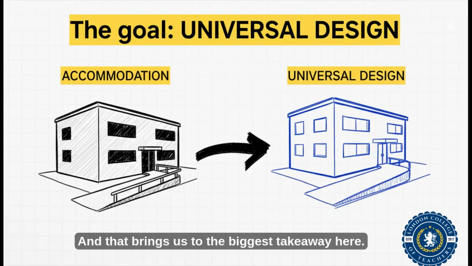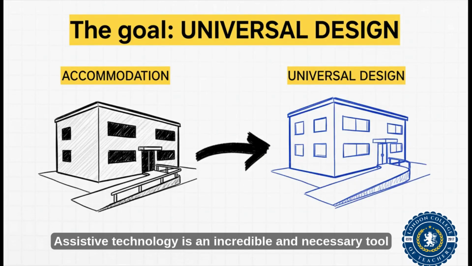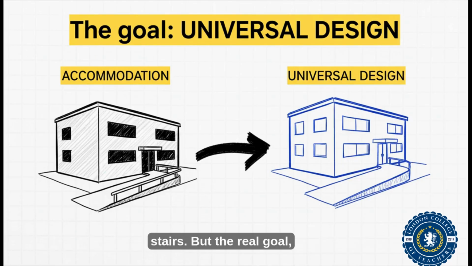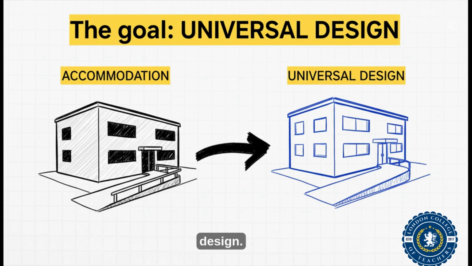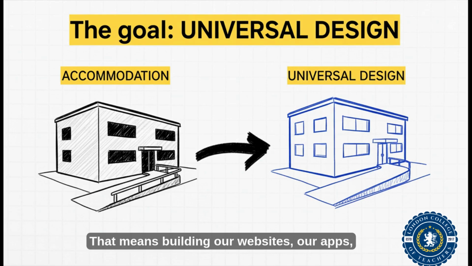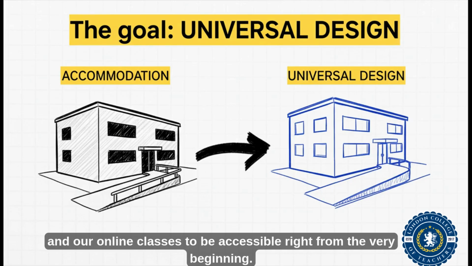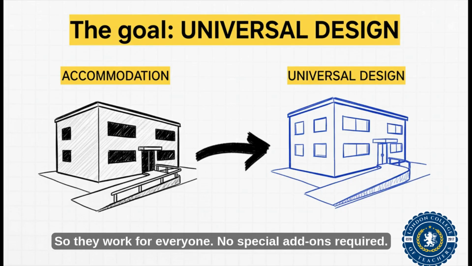And that brings us to the biggest takeaway here. Assistive technology is an incredible and necessary tool for accommodation right now. It's like adding a ramp to a building that was built with only stairs. But the real goal, the future that we should all be pushing for, is universal design. That means building our websites, our apps, and our online classes to be accessible right from the very beginning, so they work for everyone, no special add-ons required.